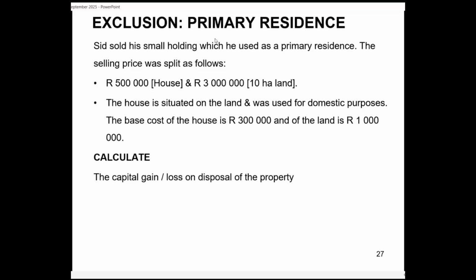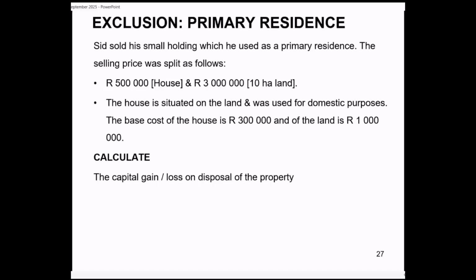We have a taxpayer who sold his small holding which he used as a primary residence. He sold a primary residence. The selling price was split as follows: a house and a land, 3 million for the land, 500 for the house. The house is situated on the land that is used for domestic purposes. The base cost of the house is 300,000, and the land is 1 million.